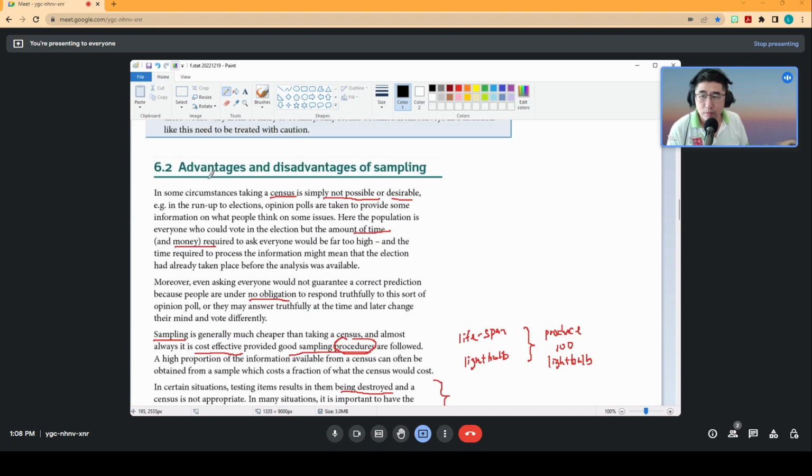Okay, the advantage of sampling. Okay, in some circumstances, taking a census is simply not possible or desirable. Okay, in the run up to an election, opinion polls are taken to provide some information on what people think on some issues.